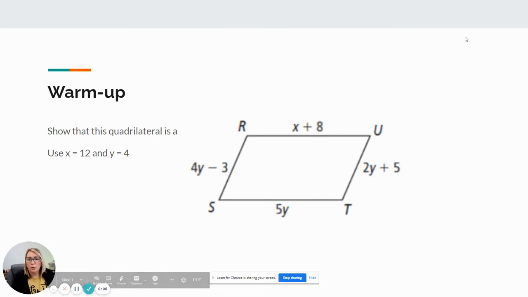We're going to do a quick warm up to practice our quadrilateral work yesterday on proving that it's a parallelogram. So go ahead and plug in for X and Y to prove that this is a parallelogram.